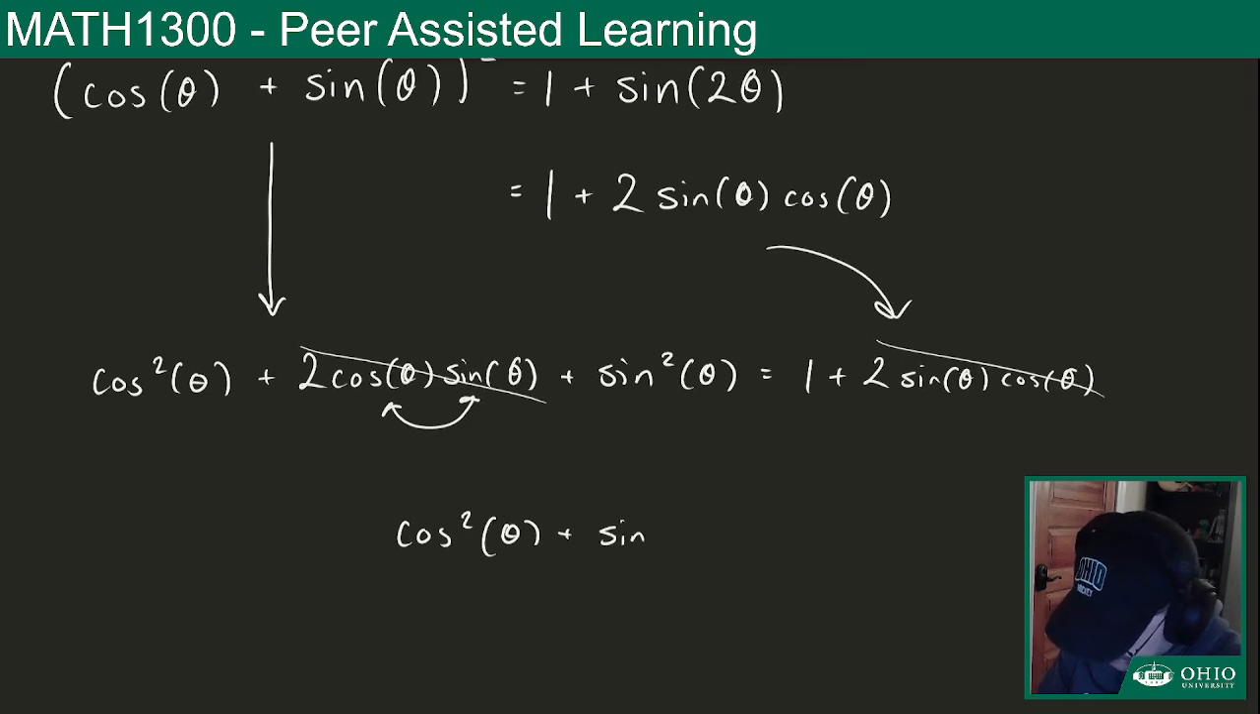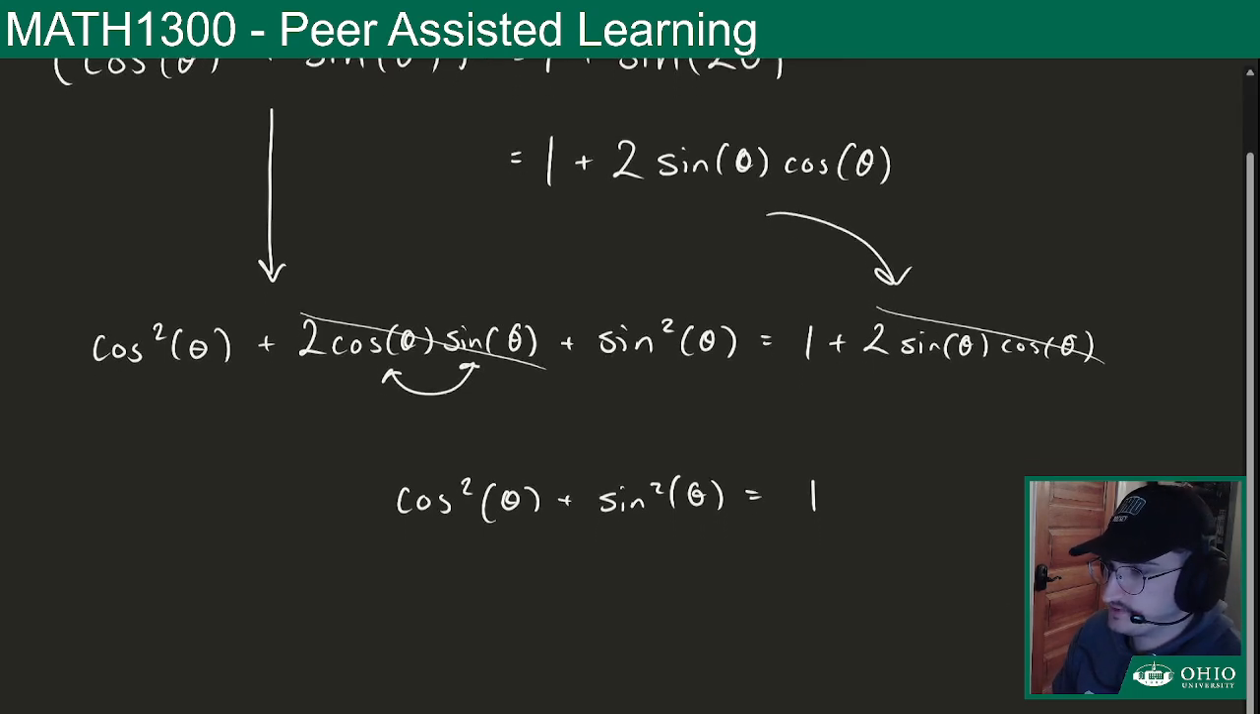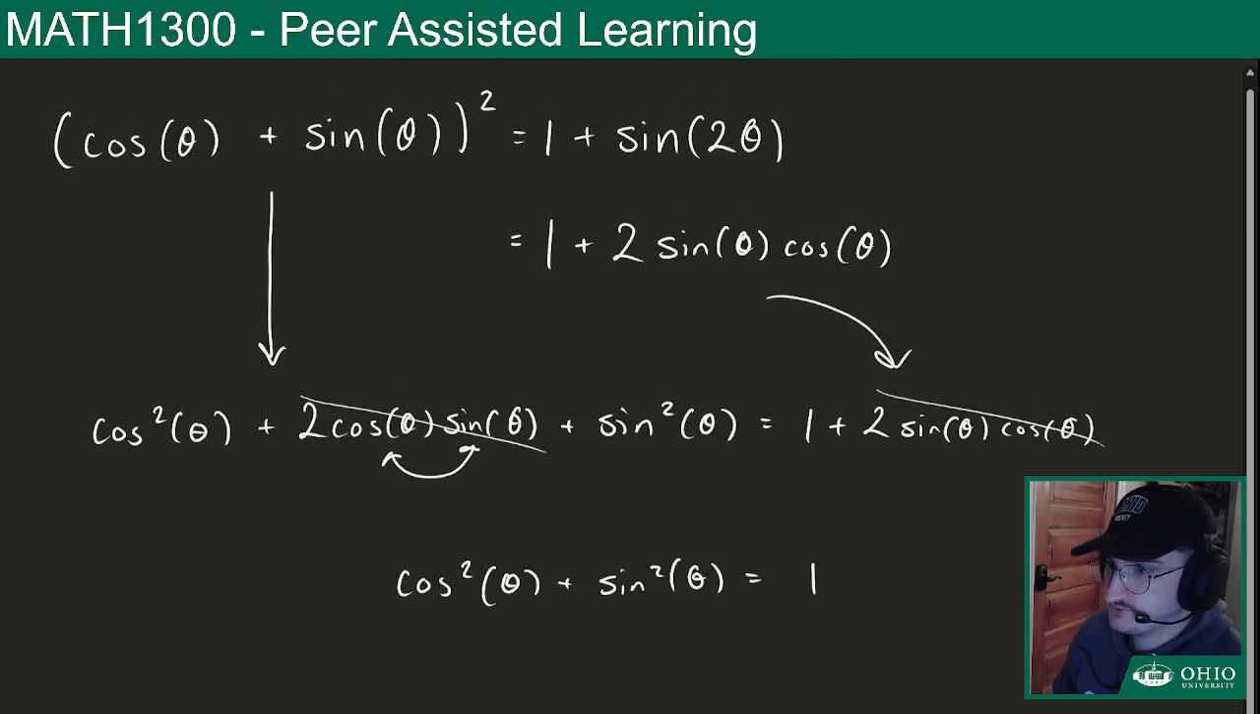So this is a really good example of how we reduced to an identity we already know. Of course, I could do substitutions and get 1 equals 1 if I really wanted to, but this is a great example. We've reduced to the Pythagorean identity, and this is thus a true statement because we know that this is a true statement. And that's really it for that example.